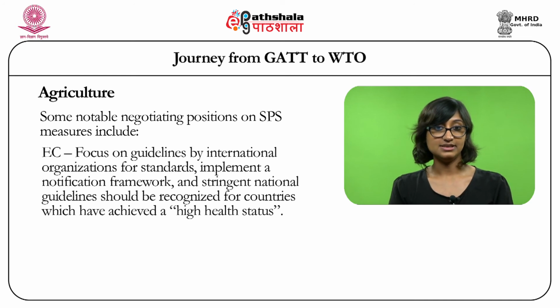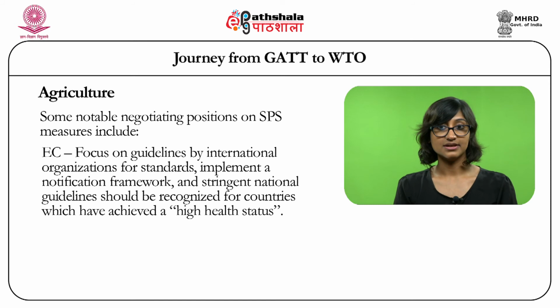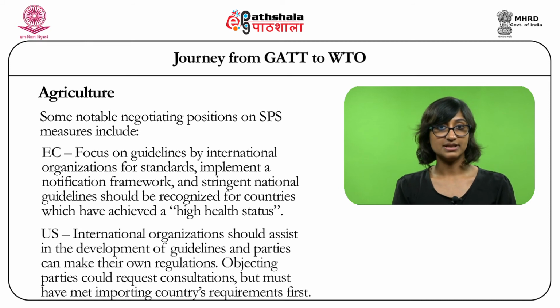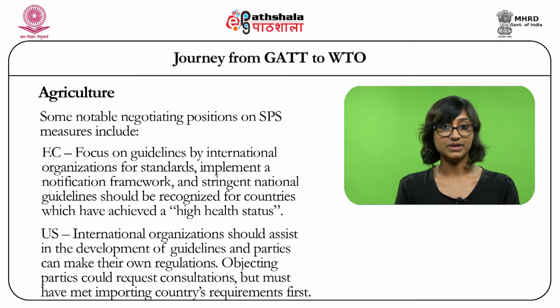The EC proposed that there should be a focus on guidelines by international organizations for standards, implementation of a notification framework, and stringent national guidelines which should be recognized for countries which have achieved a high health status. The US proposed that international organizations should assist in the development of guidelines, and parties can make their own regulations. Objecting parties could request consultations, but must have met importing countries' requirements first.